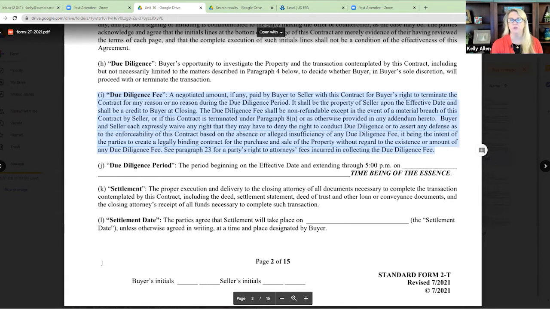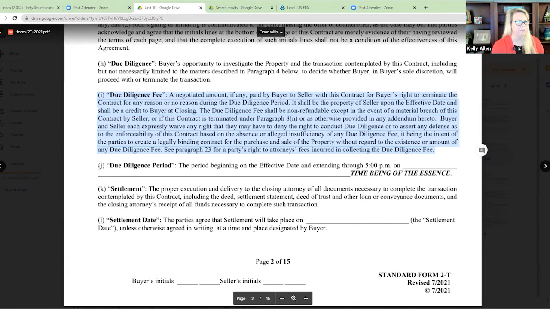What does the buyer lose? The buyer loses the due diligence money. The seller keeps it. The buyer will get back the earnest money deposit. Write that down. If the buyer backs out during the due diligence period, they relinquish the due diligence fee. They will get back the earnest money deposit. Of course, there needs to be written notice, FYI. All right, let's keep going.